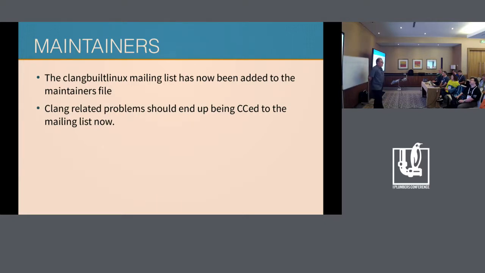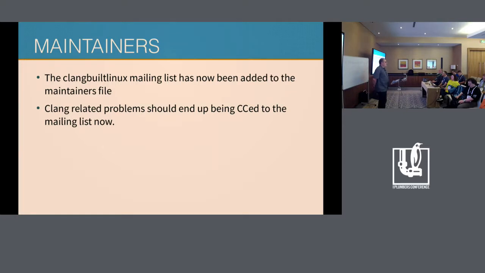This was actually noticed the other day on the kernel mailing list. They actually also added the Clang build Linux mailing list to the maintainers file. If you look carefully, instead of specifying a file, there's a pattern in there that basically says if the file contains the word Clang, messages should head over to this mailing list. So basically, the Clang group has more or less added themselves as maintainers for any file that claims that there's some sort of Clang aspect, which is interesting.